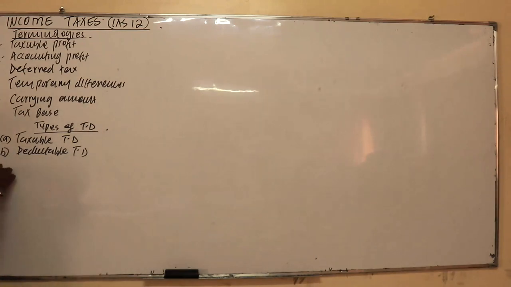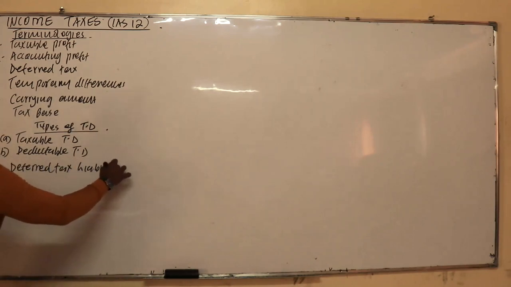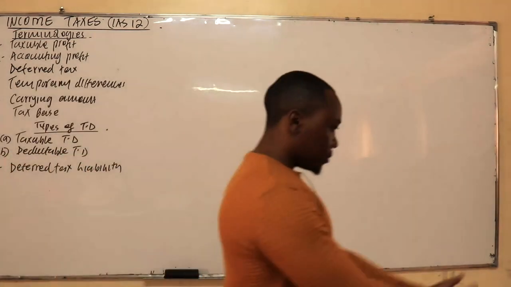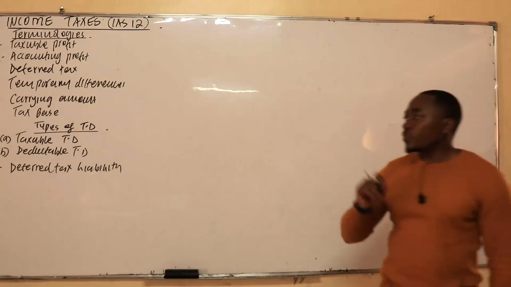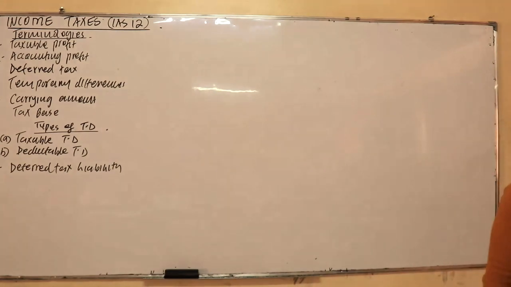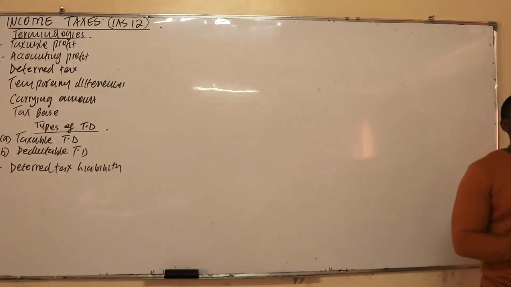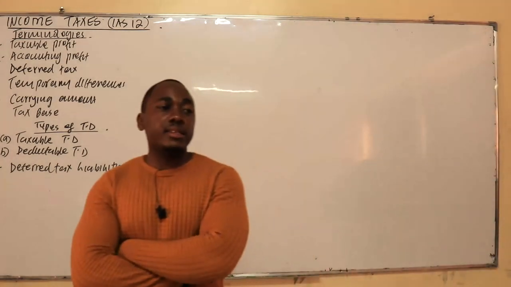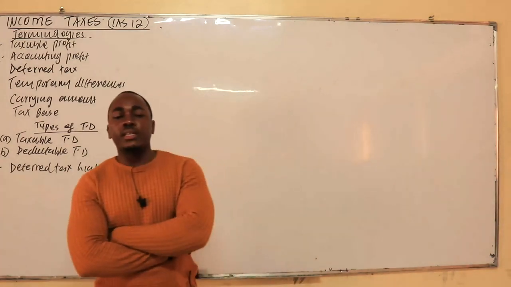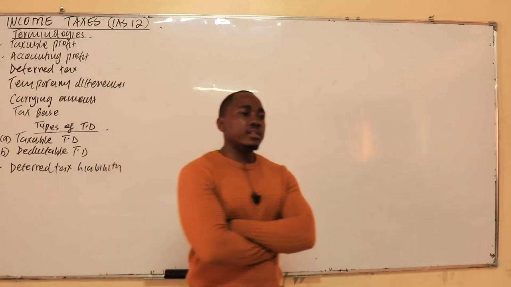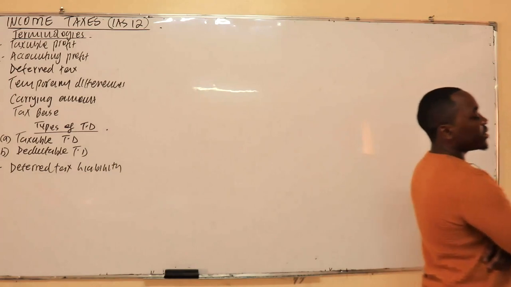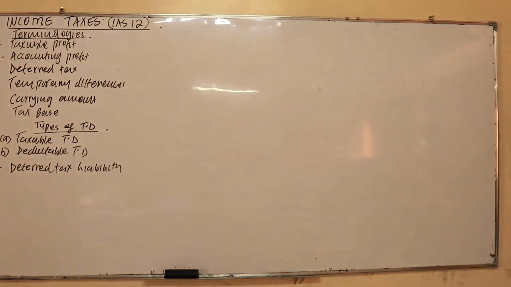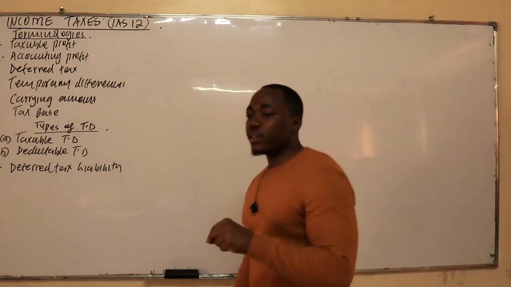Good. Terminology number 7. Let's define deferred tax liability. This is the amount of tax payable in the future, which arises as a result of taxable temporary differences. I repeat again, this is the amount of tax payable in the future, which arises as a result of taxable temporary differences.